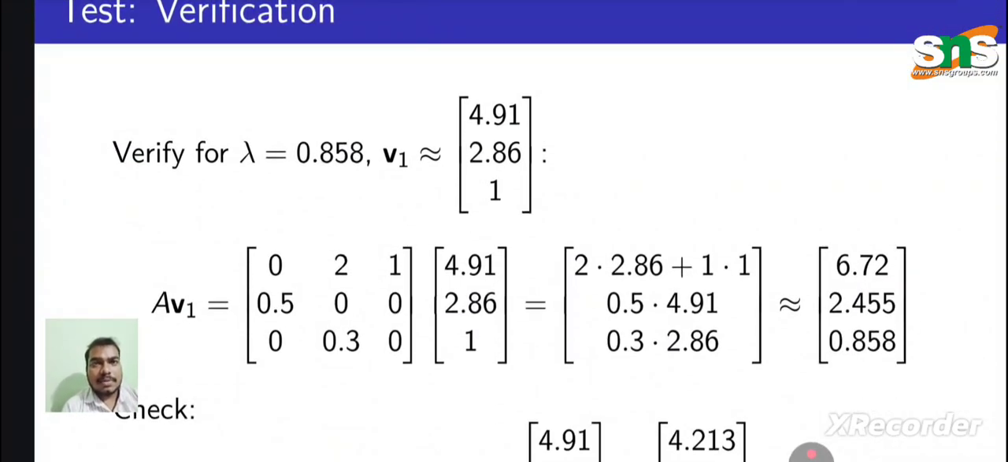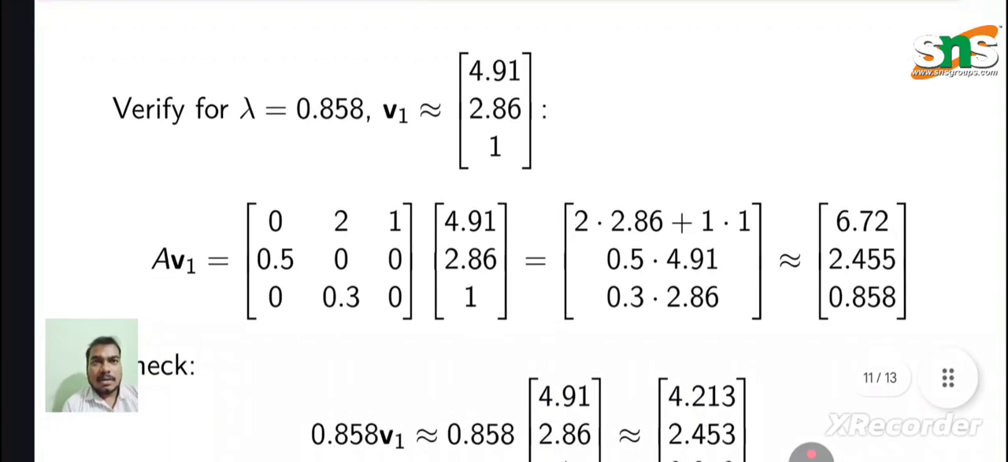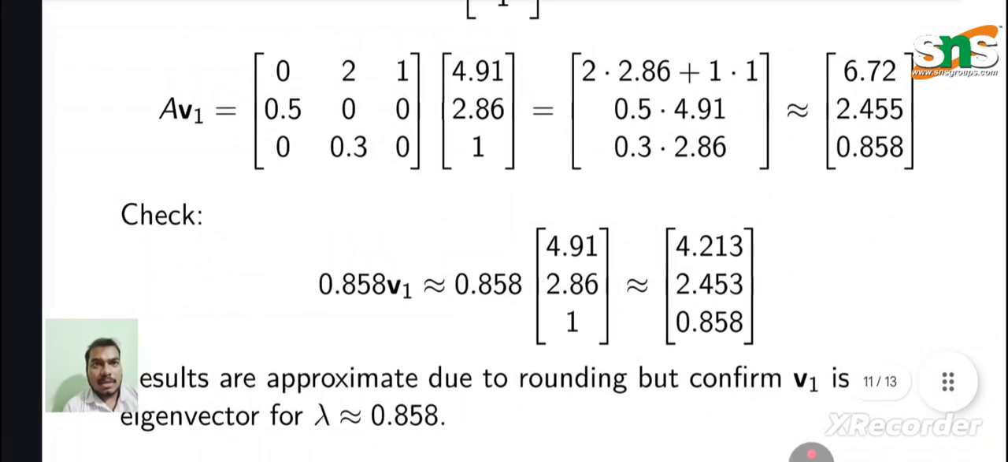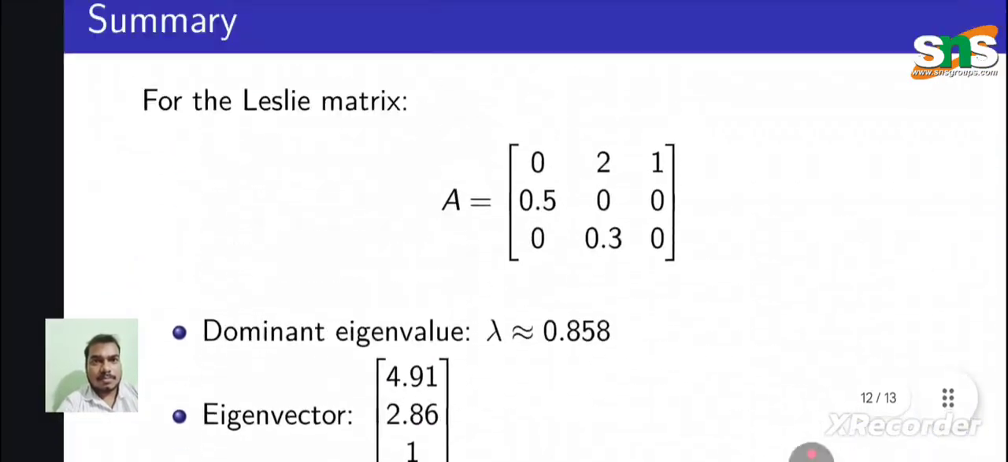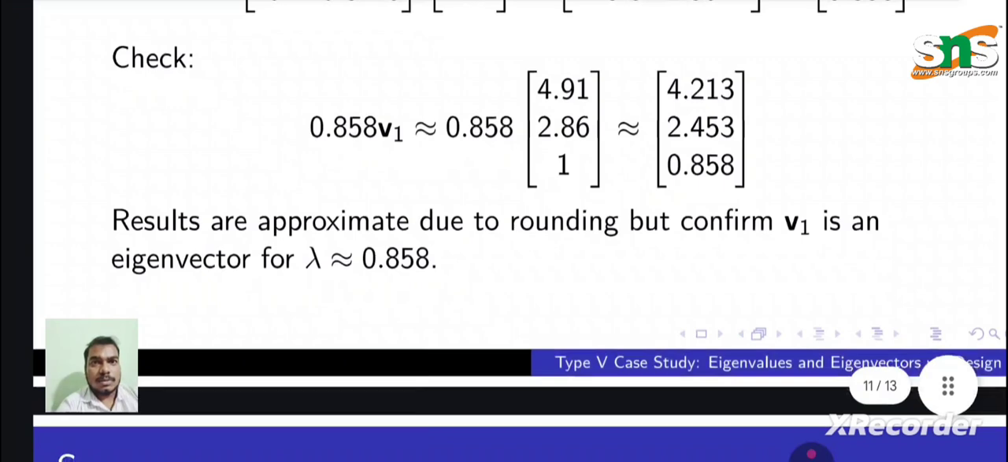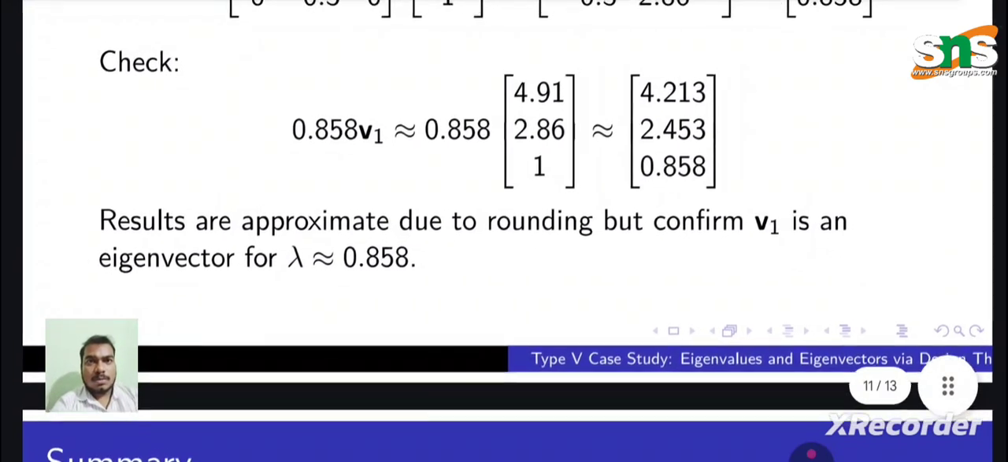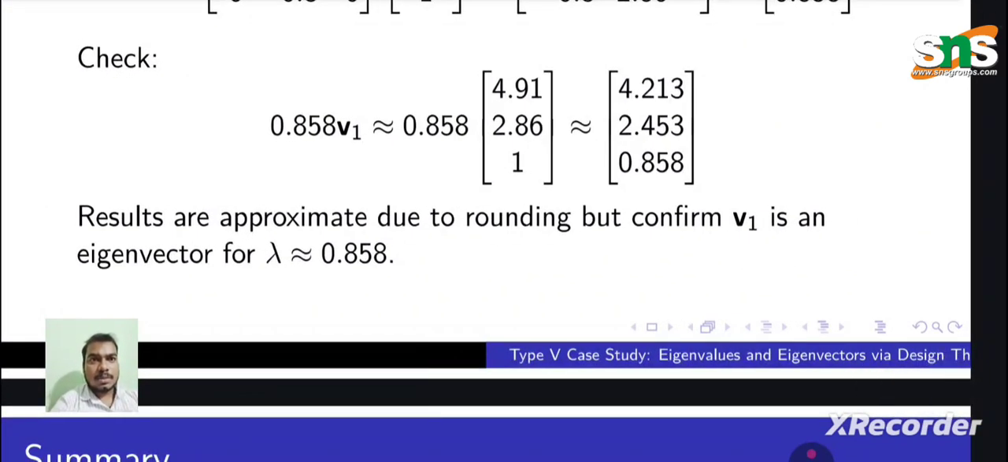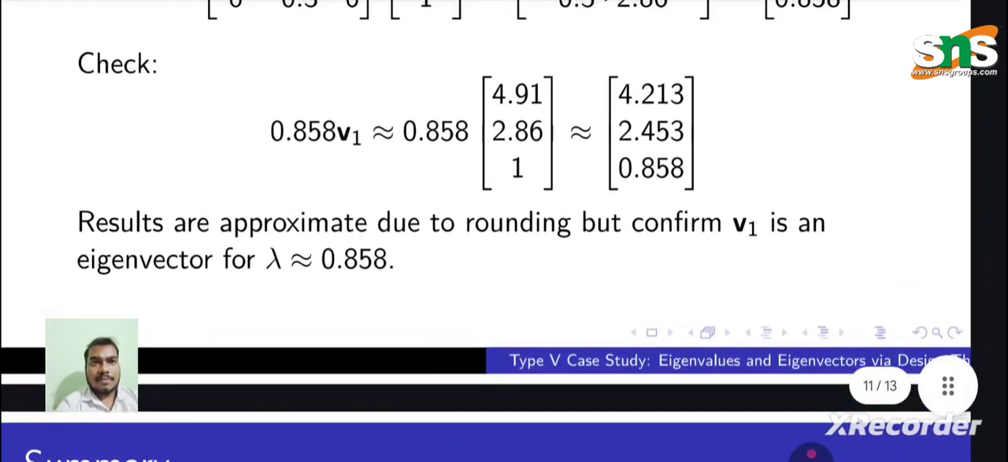Testing, that is verification: put lambda equal to 0.858, and the vector is 4.91, 2.86 and 1. So Av equals 6.78, 2.455, 0.858. The results are approximate due to rounding, but confirm v1 is an eigenvector for lambda equal to 0.858.